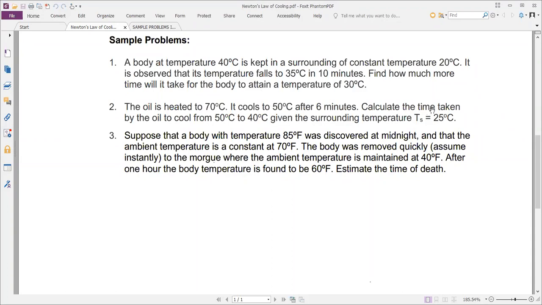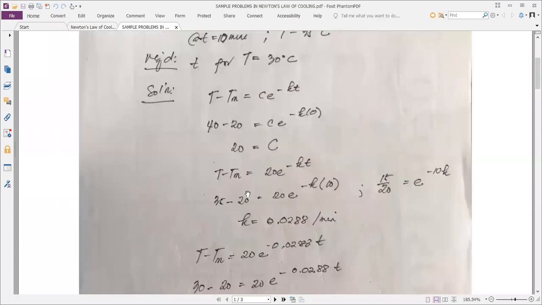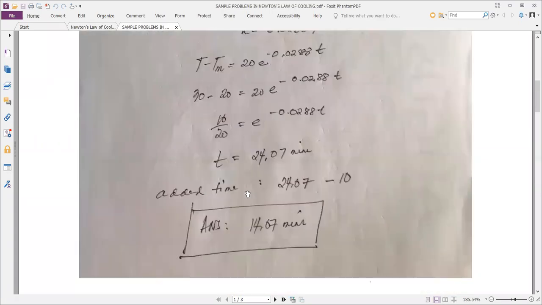Now calculate the time taken by the oil to cool from 50 to 40. So take note, it says here you are to determine the cooling of the oil from 70 to 50. And then you are to calculate the time taken by the oil to cool from 50 to 40 degrees Celsius. Okay, we'll go now to the sample problem. Okay, so sample problem number 2.